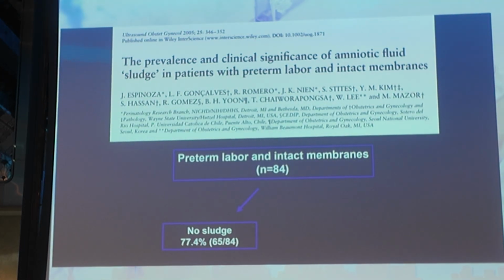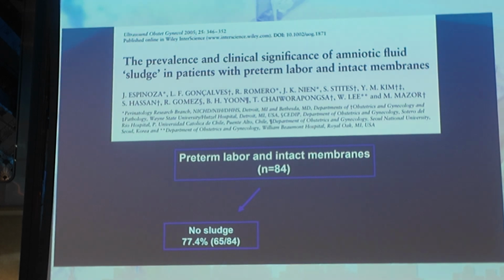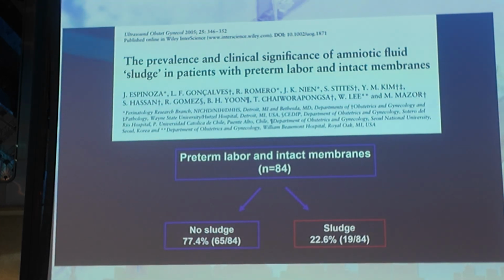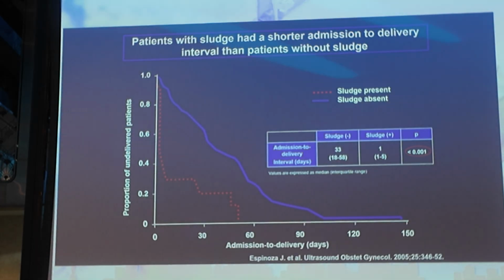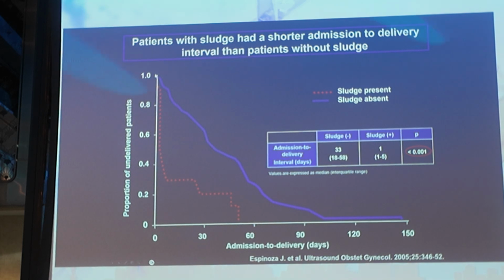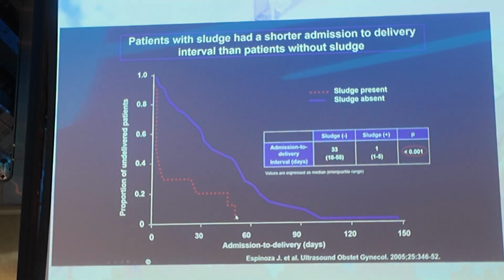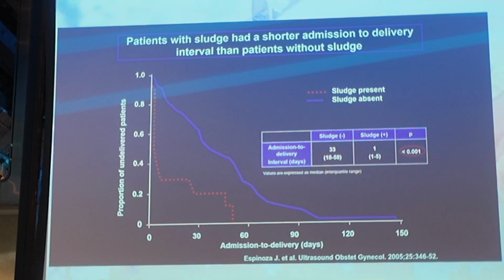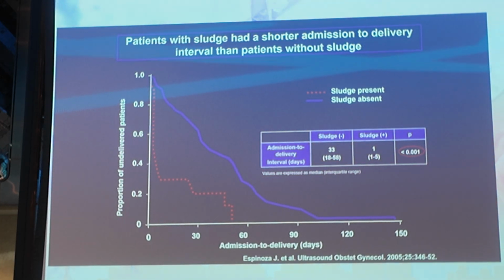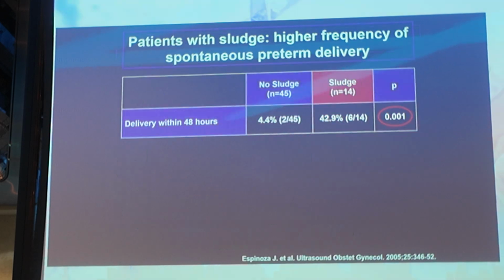84 patients with premature labor, 77% didn't have sludge, but 22 had. What happened? The patients who didn't have sludge remained in utero for a long time. Those who had sludge delivered shortly after the amniocentesis. So having sludge was bad for duration of pregnancy.